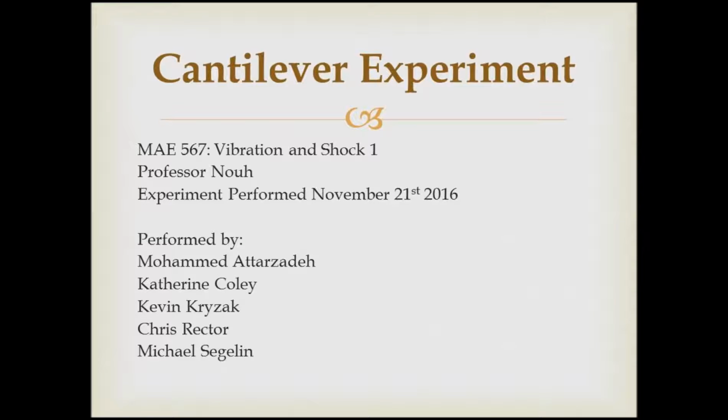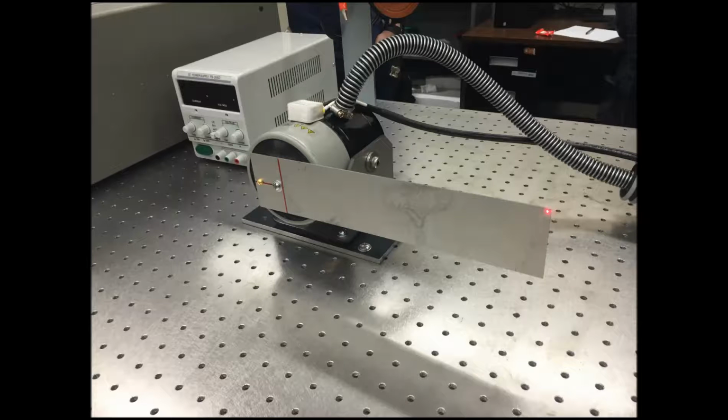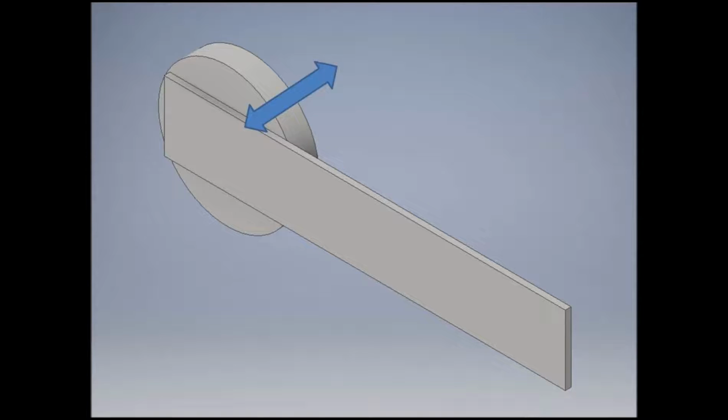The experiment performed is the Cantilever Beam experiment. The object of this experiment is to analyze the vibrations of the cantilever beam due to a base excitation. The shaker excites the beam in a lateral motion, causing mode shapes to appear at specific frequencies.